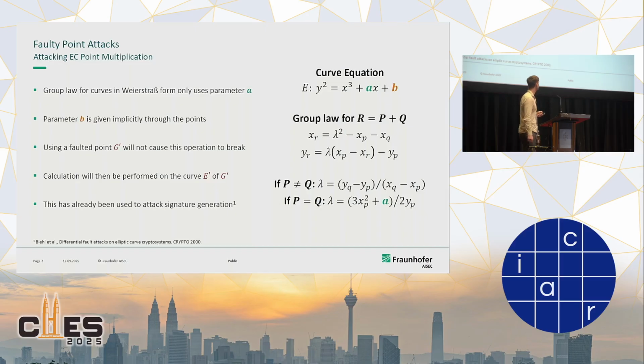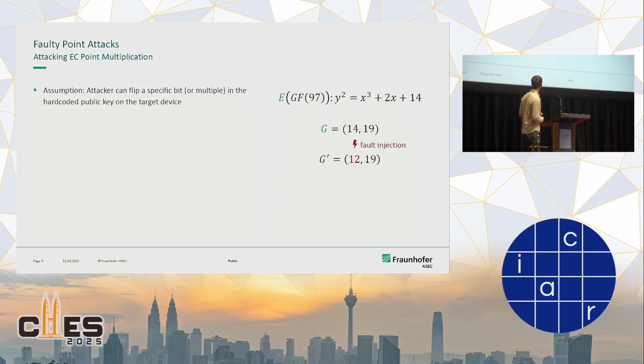And yeah, if we supply some faulted point, it will just work as expected, basically. This by itself is nothing new. This has already been used quite some time ago to attack the signature generation of elliptic curve signature schemes. So my goal was to look into if this is something we can exploit on the verification side as well.